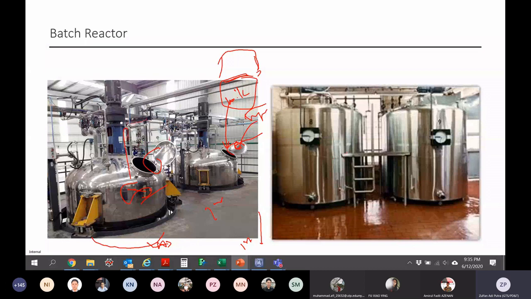This is another batch reactor. It doesn't include a second and first floor like this, so it's all on the first floor. So this is then the nozzle out, and then you have so many nozzles in at the top. Okay.